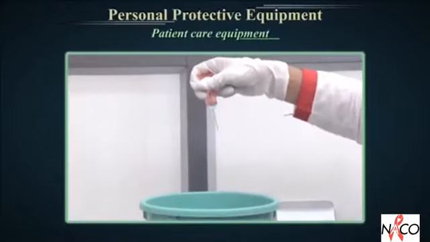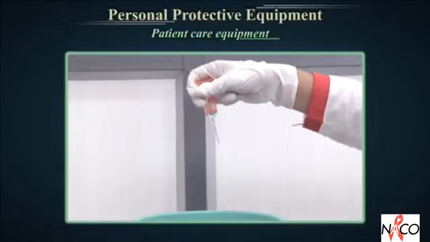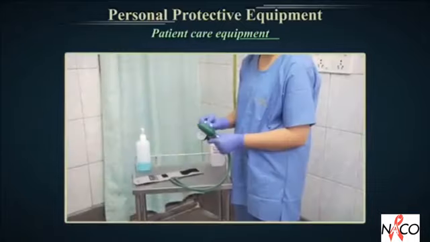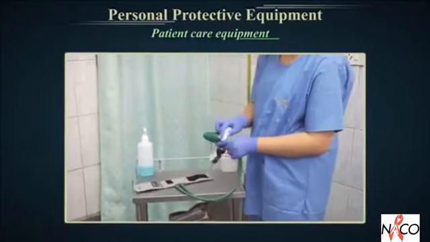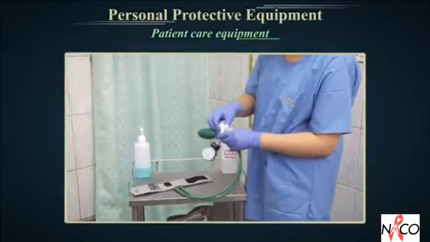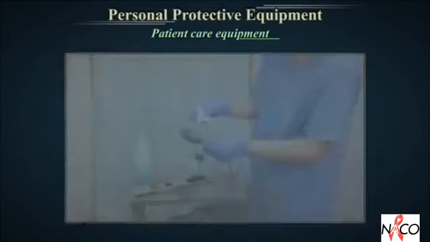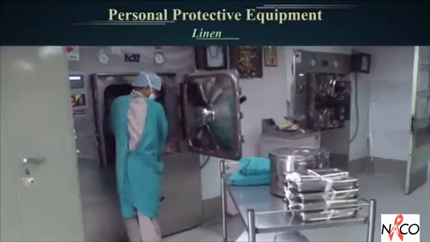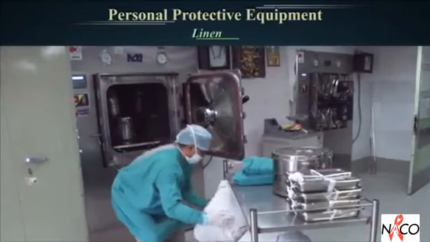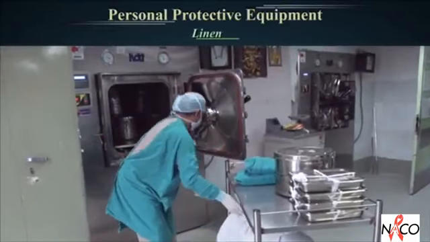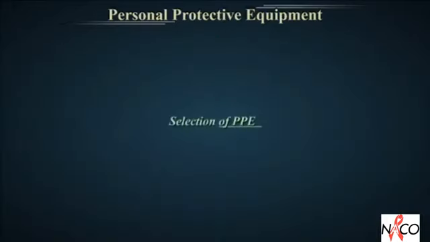Patient care equipment. Handle patient care equipment soiled with infectious materials with care in order to prevent exposure to skin and mucous membranes, clothing, and the environment. Clean and disinfect all reusable equipment as per manufacturer's instructions. Linen. Handle, transport, and process used linen that is soiled with infectious material with care and ensure that there is no leaking of fluid.